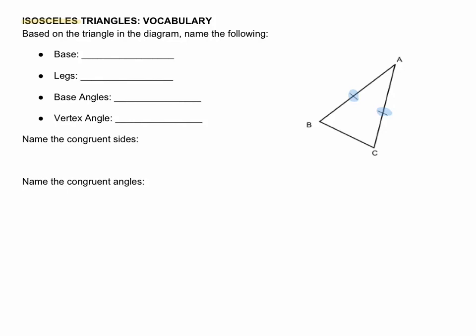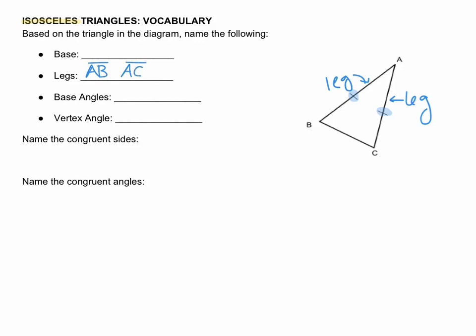an isosceles triangle. Now, we have a specific word we use for the two sides that are congruent in an isosceles triangle, and we call those legs. So this over here is a leg, and this right here is a leg. So if I'm naming those, the legs of my triangle are sides AB and AC.